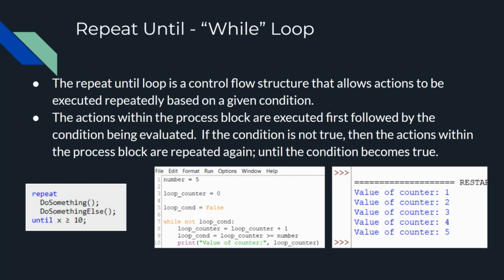Repeat until structures check the condition after the block is executed. This is an important difference from the while loop, which tests the condition before the actions within the block are executed. In Python, the repeat until loop is not directly supported by a syntactic construct. However, it can be implemented with a while statement. To achieve this, a Boolean variable is used to reference the value of the condition. The body of the loop includes the statements and the condition is evaluated at the end. The condition is re-evaluated at the end of each iteration of the loop, allowing code inside the loop to affect the condition in order to terminate it.